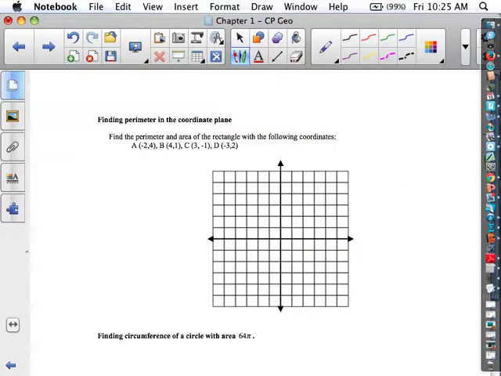Next question asks you to find the perimeter in the coordinate plane. And it says find the perimeter and area of the rectangle with the following coordinates. So I'm going to graph these. I have A at -2, 4. Remember, this is x, this is y. In an ordered pair, x comes first, y comes second.